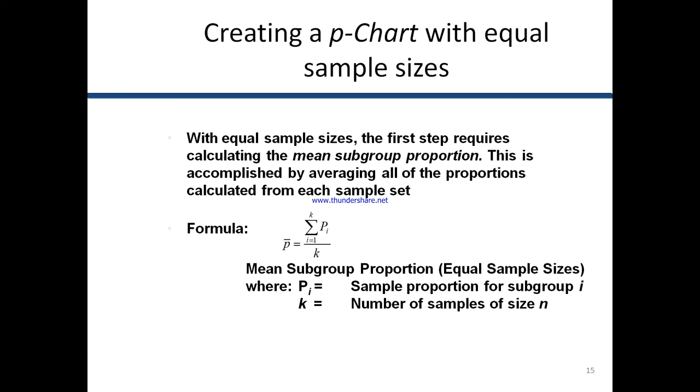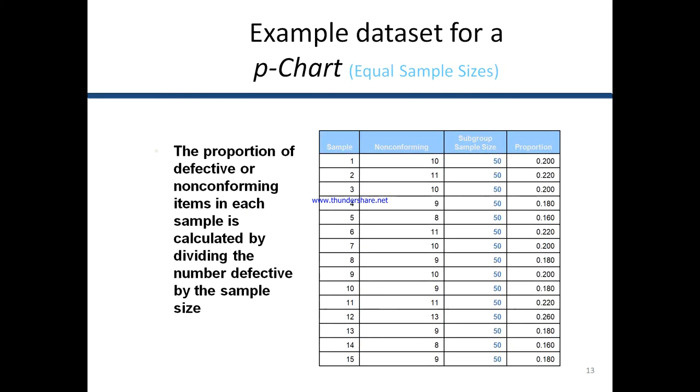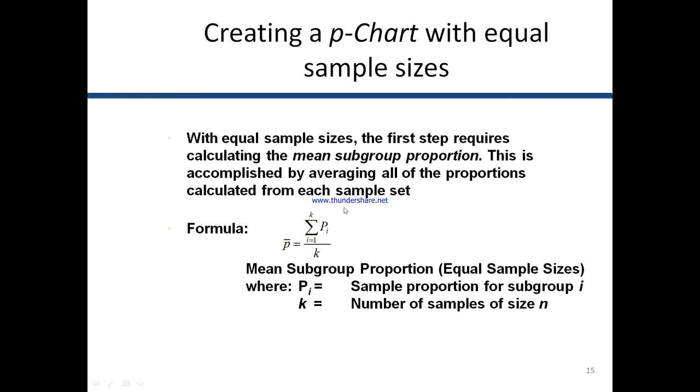So for that, first we'll consider the case where you have equal sample sizes. That is the first example. Here you have equal sample sizes where the sample size of each and every sample is equal to 50. So when you are calculating the average value of the proportion, we are using this formula. The average value of the proportion is denoted by P bar. So you take the total of all the proportions and then divide it by K. So K is the number of samples of size N.